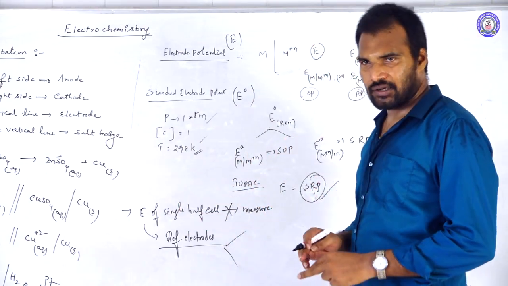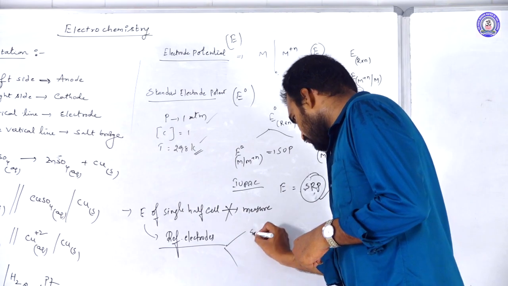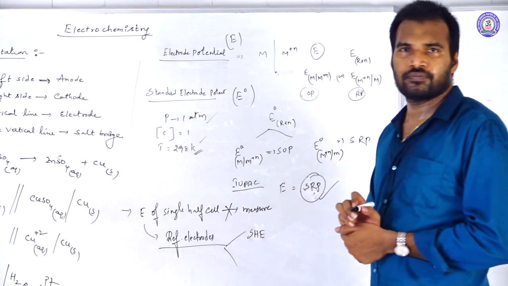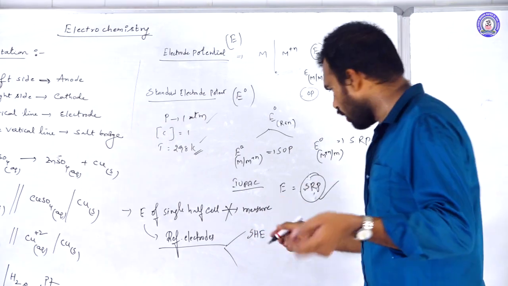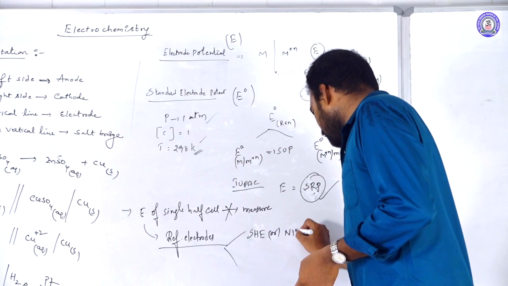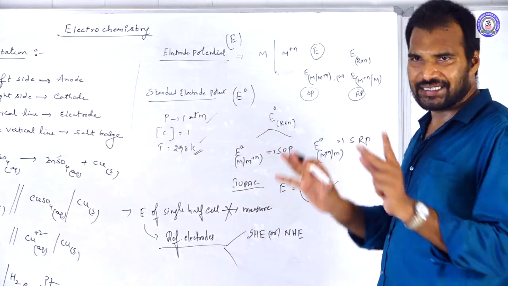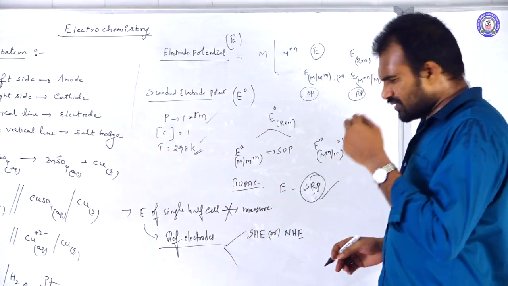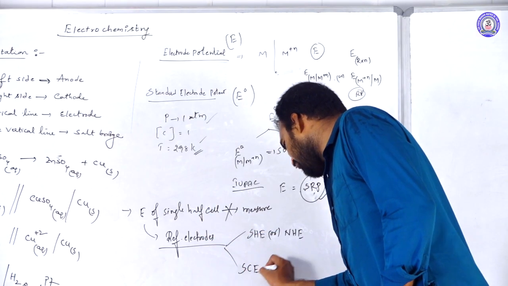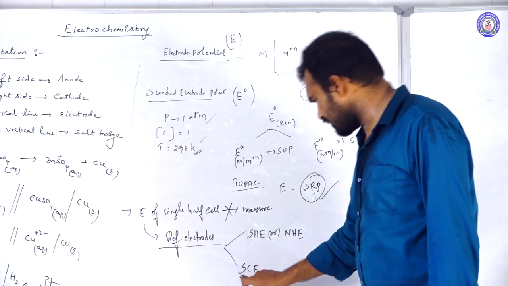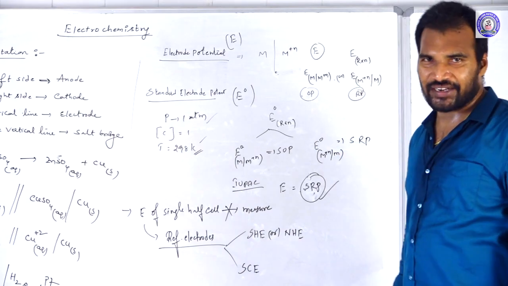Generally, we use two reference electrodes. One is the hydrogen electrode, which we call SHE. SHE stands for standard hydrogen electrode. We also call it the normal hydrogen electrode, so SHE and NHE are the same. We will discuss the standard hydrogen electrode later. Next is the saturated calomel electrode. It is saturated, not a standard calomel electrode. In general, calomel electrodes are of three types.